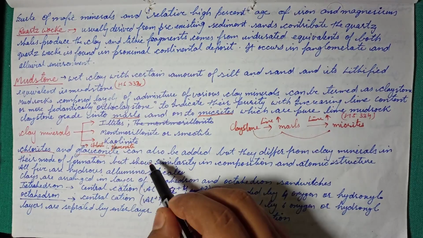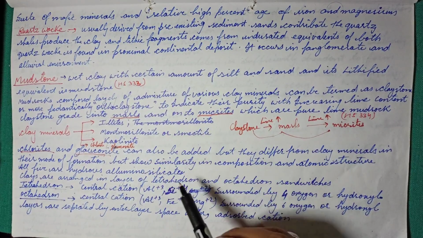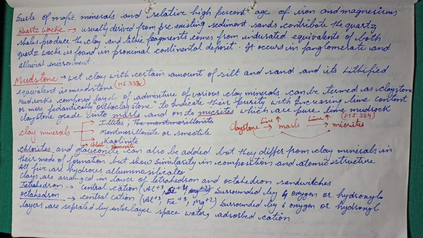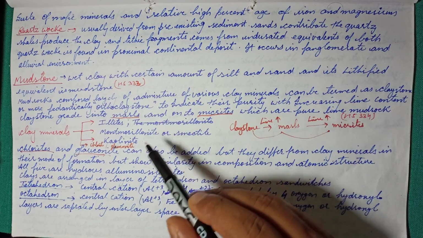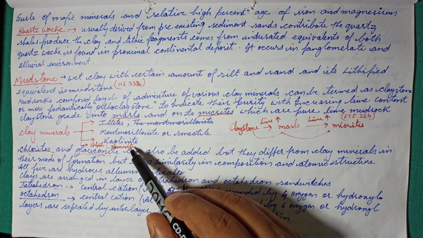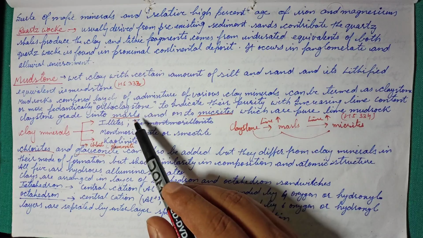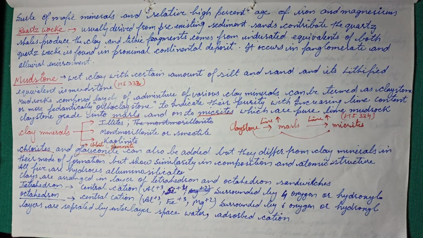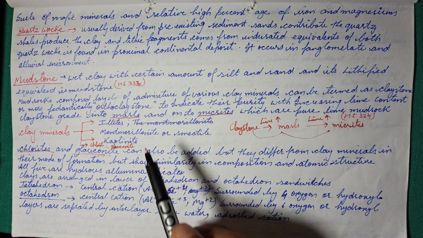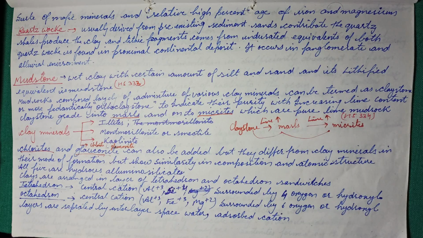have another mode of formation, but they are similar in their composition and atomic structure. So these three have one mode of formation, and these two have a different mode of formation, but these all are clay minerals because they show similarity in their composition and atomic structure, and all five are hydrous aluminosilicates. These clays are generally arranged in the form of tetrahedron and octahedron sandwiches.